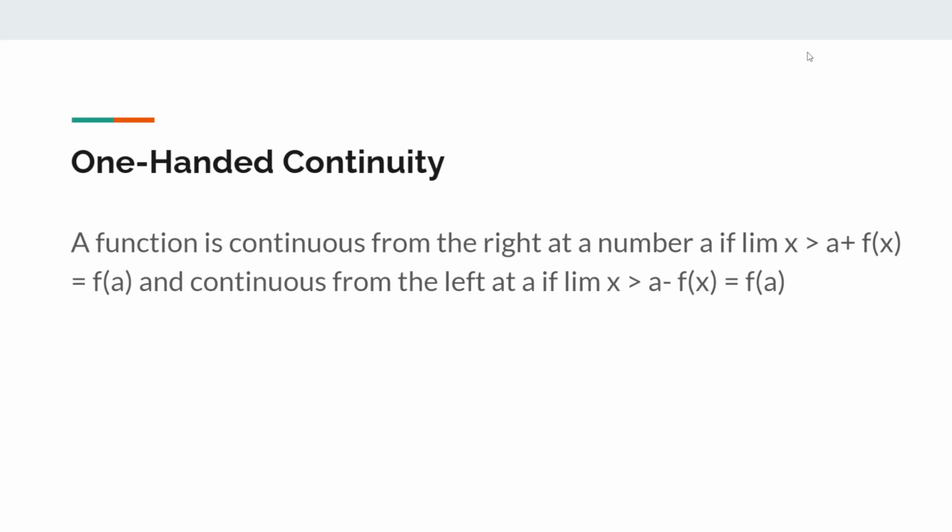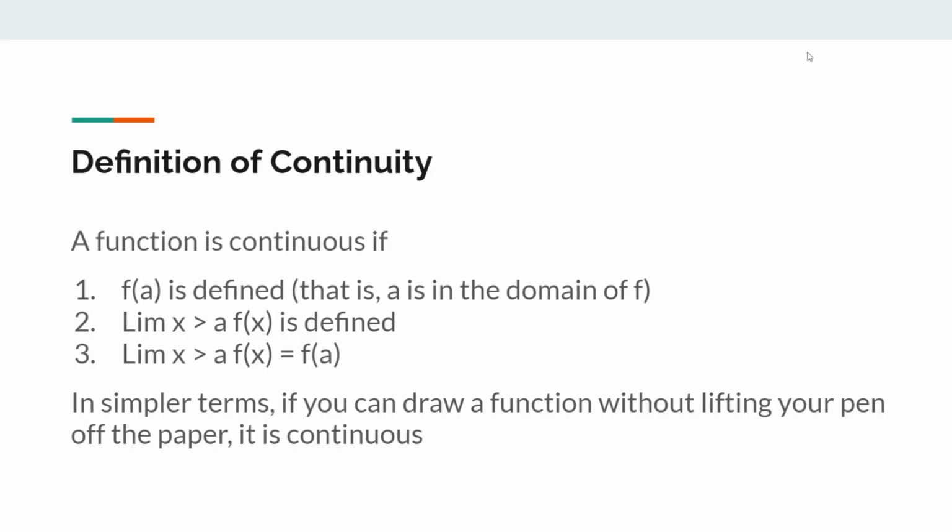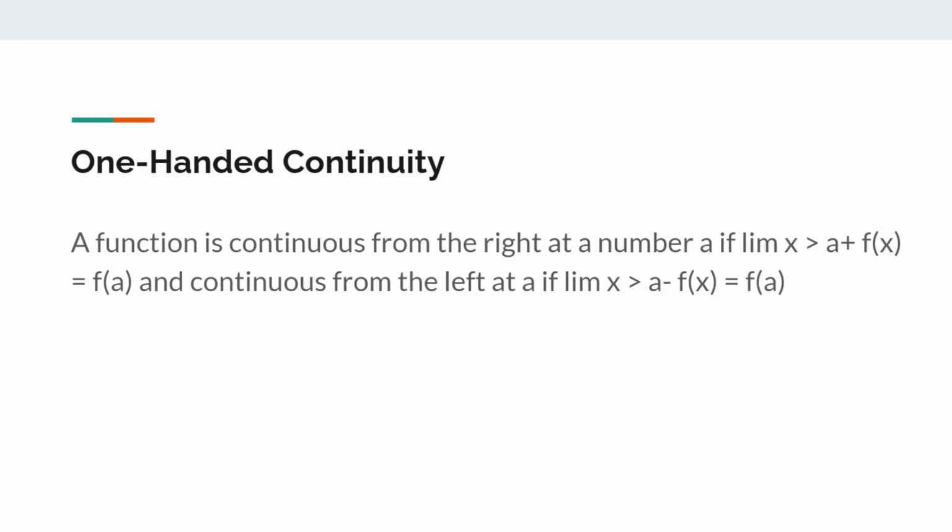So that's all this is saying. In other words, a function is continuous if it is defined at a point, and as x approaches that point, it has the same output value. In simple terms, you can draw a function without lifting your pen off the paper. It is continuous, which is quite self-explanatory. We'll get into a lot more stuff, so let's go over one-sided continuity.